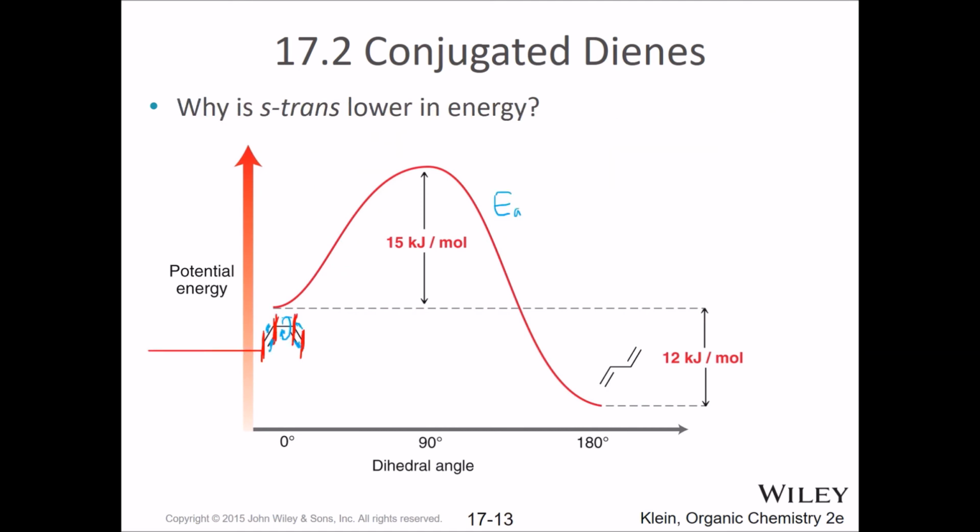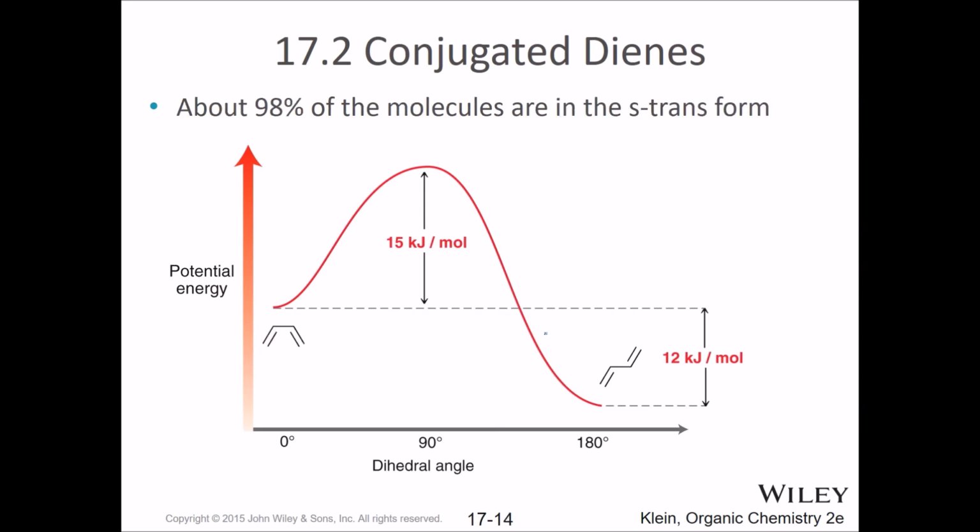Okay, so where are we here? Why is S-trans lower in energy? Another good question for you. It is lower. Why is it lower? And what does that mean? How much lower? Well, it's 12 kilojoules per mole lower, but watch what this means now. With this barrier, with this 12 kilojoules per mole, 98% of the molecules are in the S-trans form.